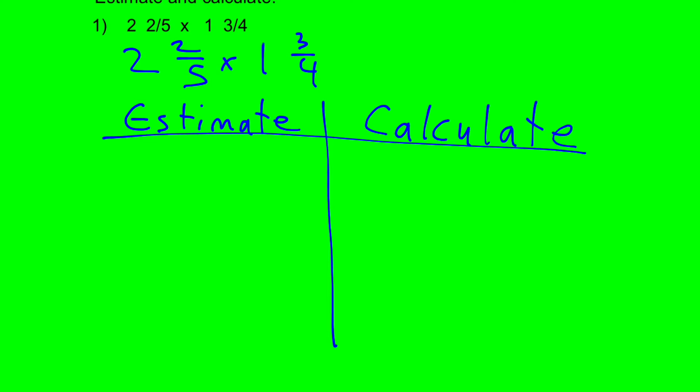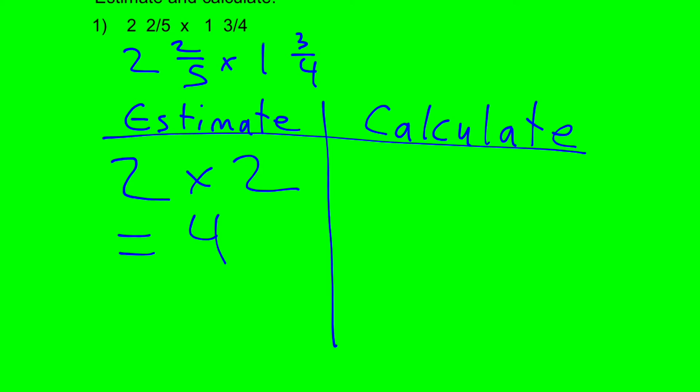And for my estimate, I'm going to round these off to the nearest whole number. So 2 2/5, 2/5 is less than a half, so I'm going to round that 2 2/5 to 2. 1 3/4, 3/4 is closer to a whole, so I'm going to round 1 3/4 off to 2. So a good estimate here is 2 times 2 is 4.